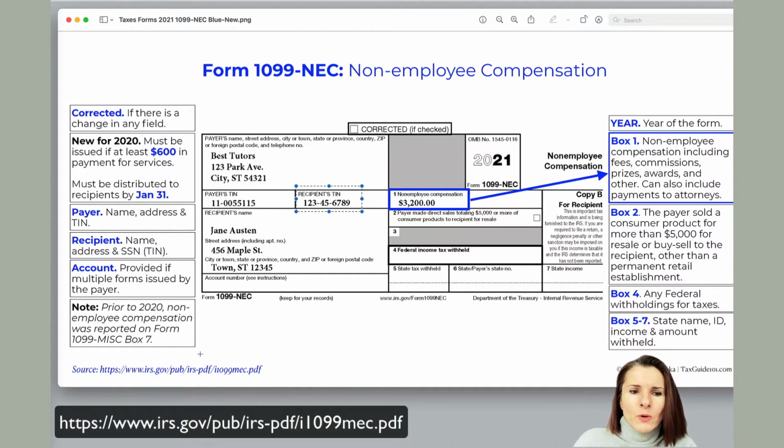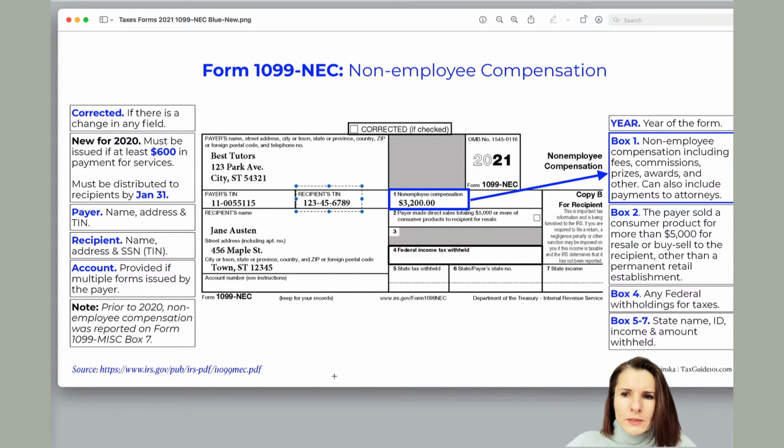Now if you want more information, box 1 typically has non-employee compensation, and it can include things like fees, commissions, prizes, awards, and other things, also payments to attorneys. There could be more complicated situations, so as a reference you should look at the IRS publication. I have a link right there at the bottom that you can look at.